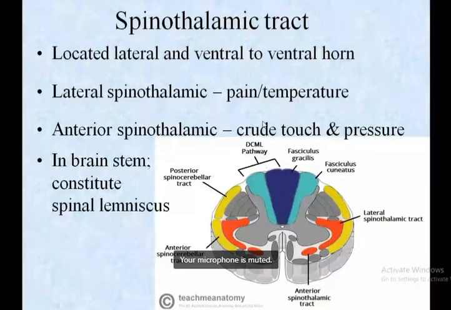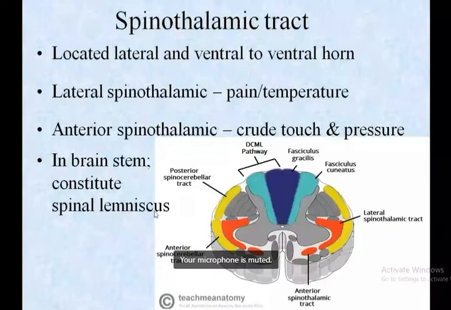And in the brainstem, the dorsal column pathway, after it crosses and ascends up the brainstem, is known as medial lemniscus. Similarly, the spinothalamic tract above the level of brainstem combines with the spinotectal tract to form the spinal lemniscus.